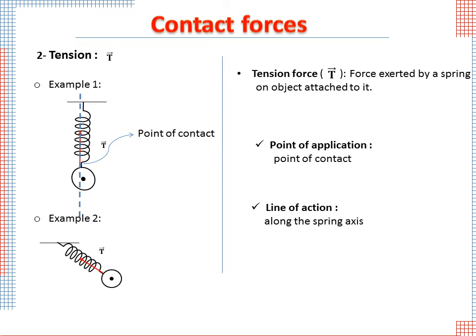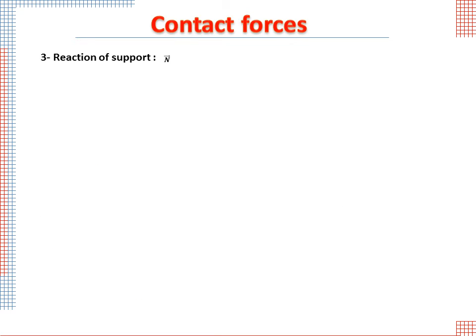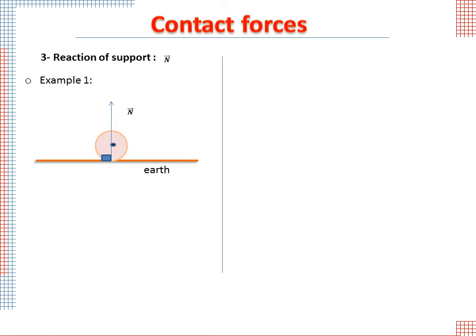Example 2. If we have a spring and a ball suspended from its end, then the spring applied a force tension on the ball. The point of application of this force is point of contact. The line of action of this force is along the spring axis. The third one is the reaction of support. Example 1. If we have Earth and a body is on this Earth, then the Earth applied a force on this ball, which is the normal reaction or reaction of support.